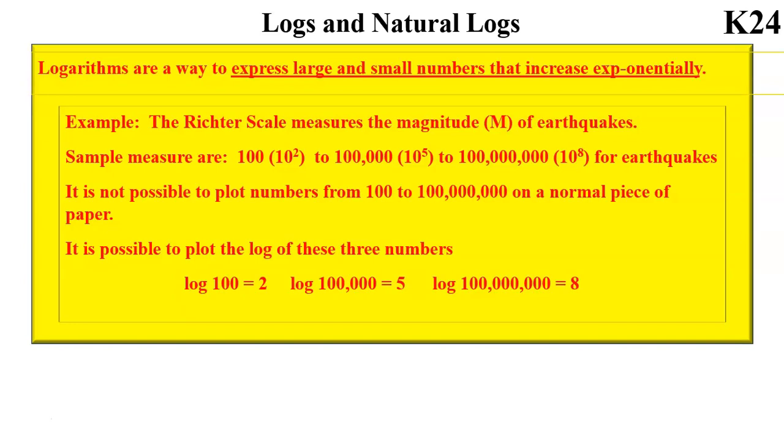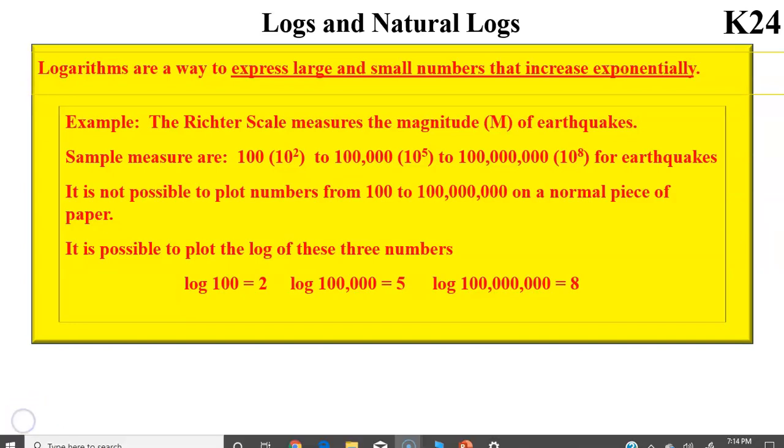Okay, now we're going to get into a little more sophisticated view of the rate law. And in order to do this, we need to understand a little bit about logarithms. We talked about this in class, so we'll go ahead and do that. Okay, so logarithms are a way to express large and small numbers that increase exponentially.